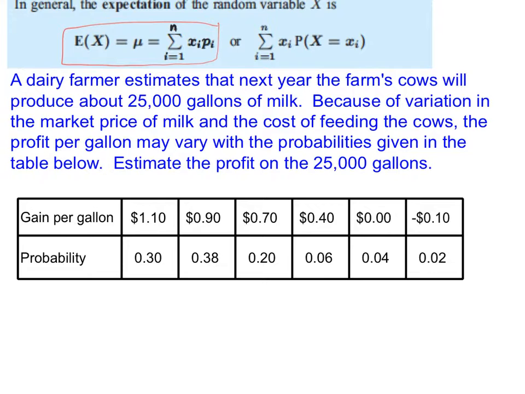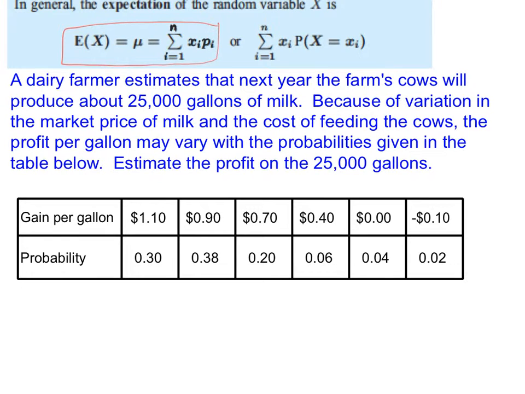This is an example of how we could use this concept to predict. Here we have a dairy farmer. He's estimating that next year the farm's cows will produce about 25,000 gallons of milk.